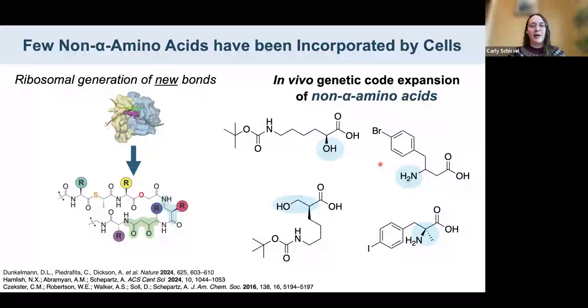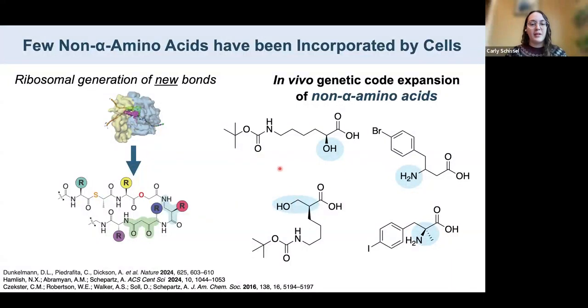So if we're talking about things that are not alpha amino acids, there's actually been very few examples of these monomers being incorporated by cells. And so what this might look like is, in cells or outside of cells, ribosomal generation of new bonds. Some monomers that have been incorporated along these lines include alpha-hydroxy acids, beta amino acids, beta-hydroxy acids, as well as a recent di-substituted alpha amino acid.